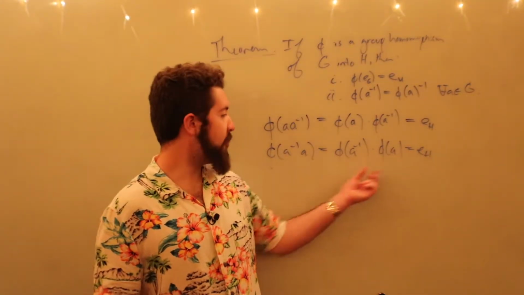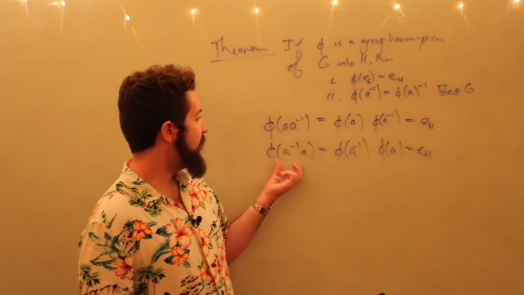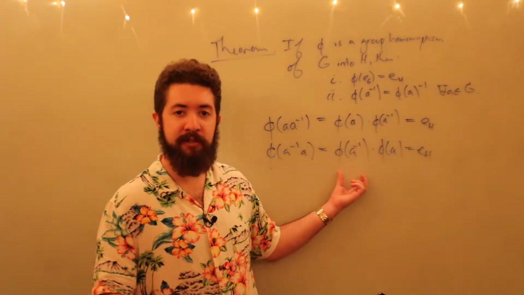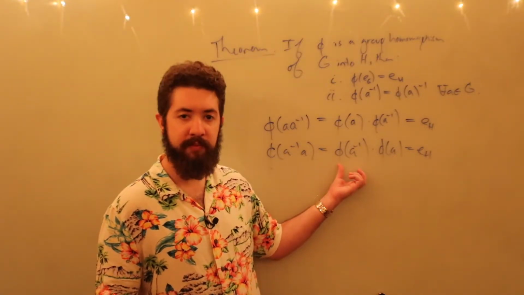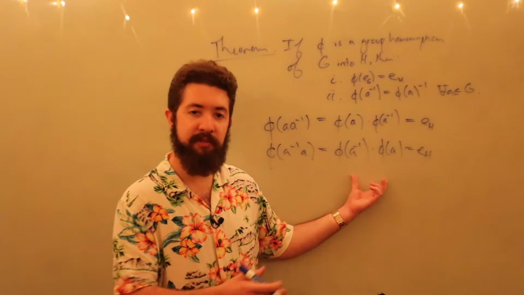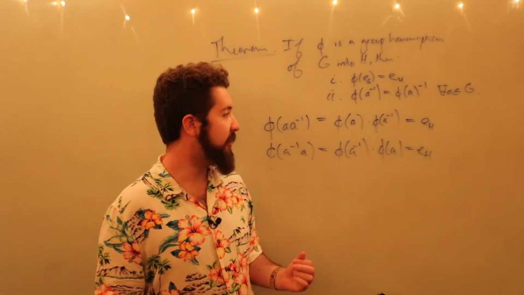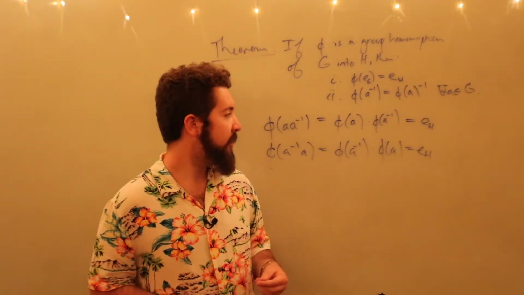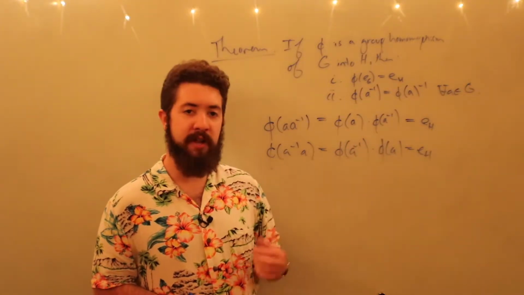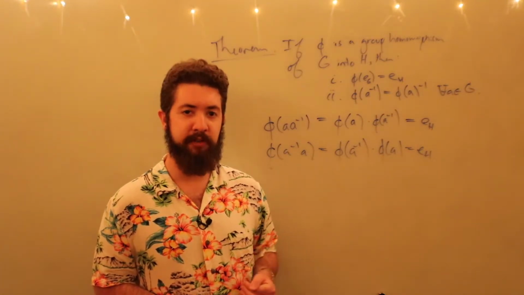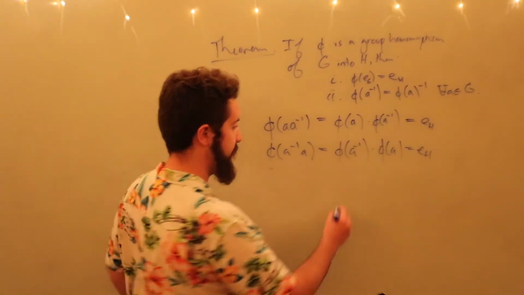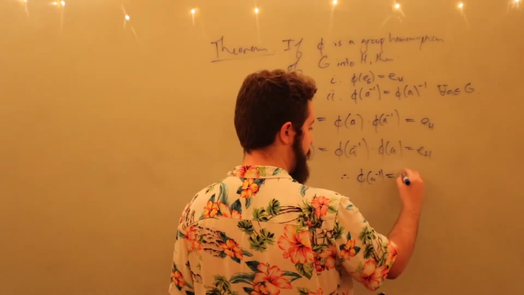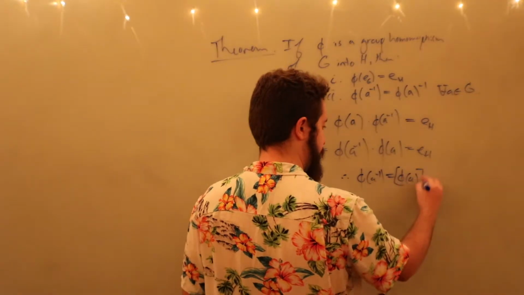But if this is true for all a in the group G, then it must also be true for all phi of a in the image of G under phi. Thus, at least in the image of G, these are inverses of each other. And because inverses are unique in the whole group, not just in the subgroup, we're going to conclude that these are inverse elements in the group H. Thus, phi of a inverse must be equal to phi of a, inverse.